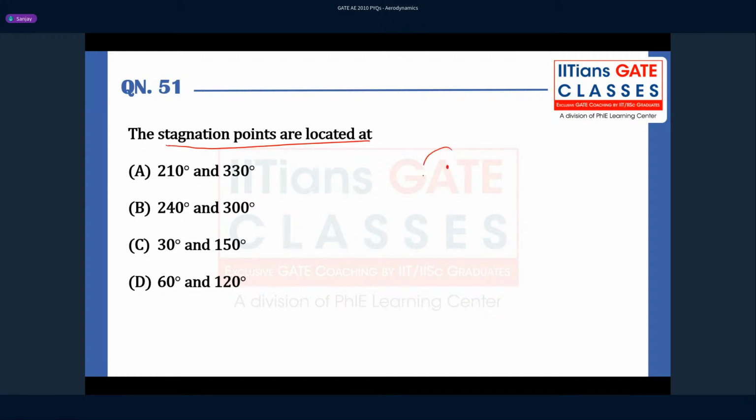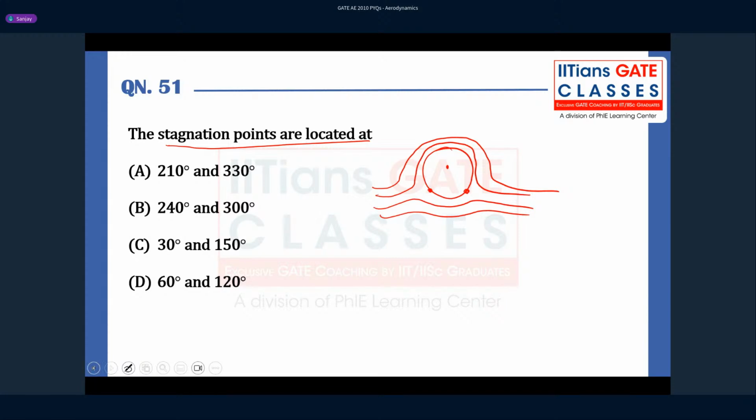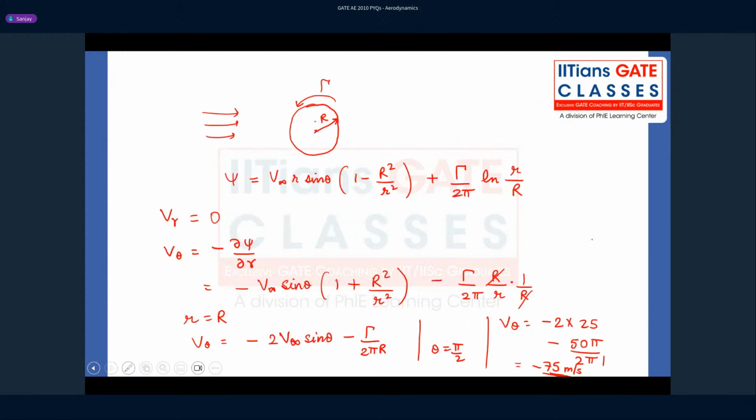So you know when you have the flow over a lifting cylinder, the streamlines somewhat look like this, right? So you know the stagnation points lie somewhere in the third and the fourth quadrants, for a positive value of circulation. But we can still find it out. So we have derived an expression for V theta, the azimuthal velocity. You take this and equate it to 0.